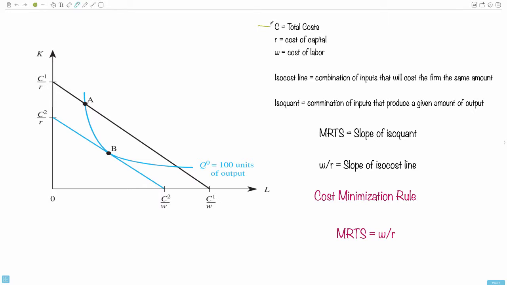The first thing that you need to understand is total cost. R is the cost of capital and W is the cost of labor. If you divide the total cost by R, you get the maximum number of units of capital that you can buy. In a similar way, if you divide the total cost by W, you get the maximum number of workers that you can hire.